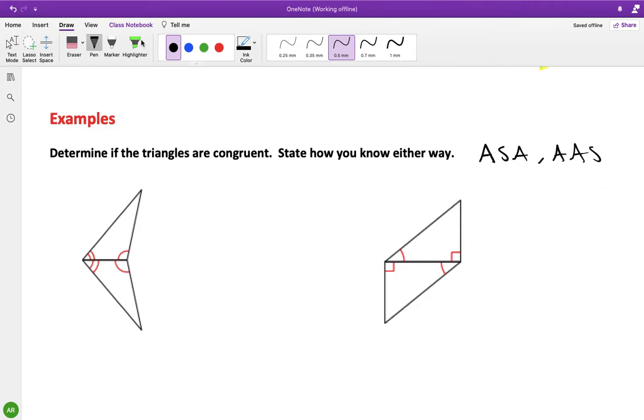So right here in this one, we have one congruent angle, and then we have another congruent angle. We know these angles are congruent because they are denoted or marked as such. The two lines here indicate congruence between these two angles. Let me change my highlighter color here.